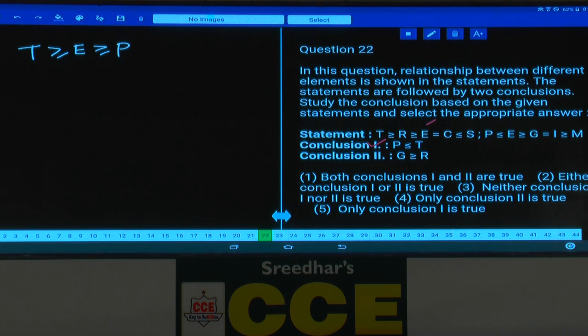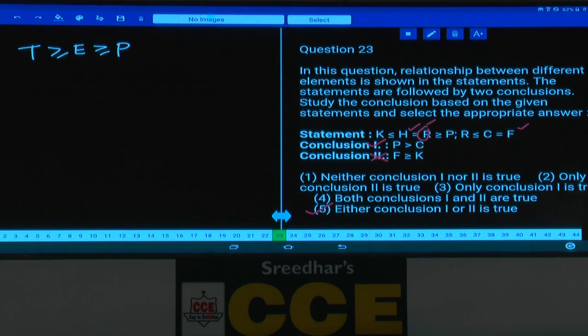Then coming to the next one, the relation between R and G. Now R and E, which letter is common here? E is common. Hence R greater than or equals to E. E greater than or equals to G. Hence, R greater than or equals to G is definitely true. Hence, G is lesser than or equals to R. But as here, G greater than or equals to R, that is false. Then what is your answer here? Only conclusion 1. Only conclusion 1, that is choice 5. 22, choice 5.